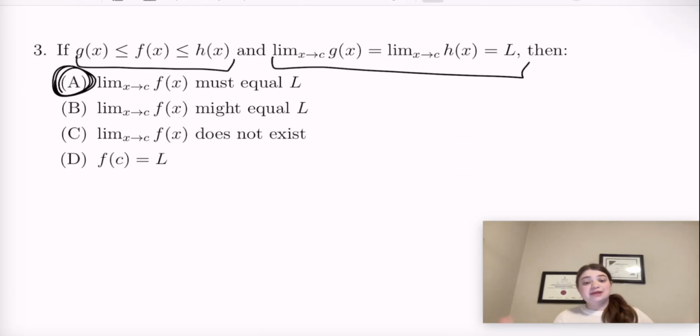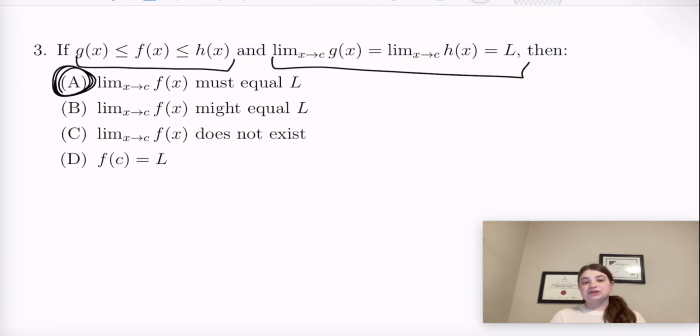It's not that maybe it does or that it doesn't exist or that f of c is L, right? This could be true, but this is not necessarily always true. And often when we're doing squeeze theorem, we're doing it because f of c isn't always that limit, right? Because otherwise, why would we use squeeze theorem? We could just plug in the value in most cases, right? And so this is not necessarily true. And then these would not be the case, that it might be or that it doesn't exist.